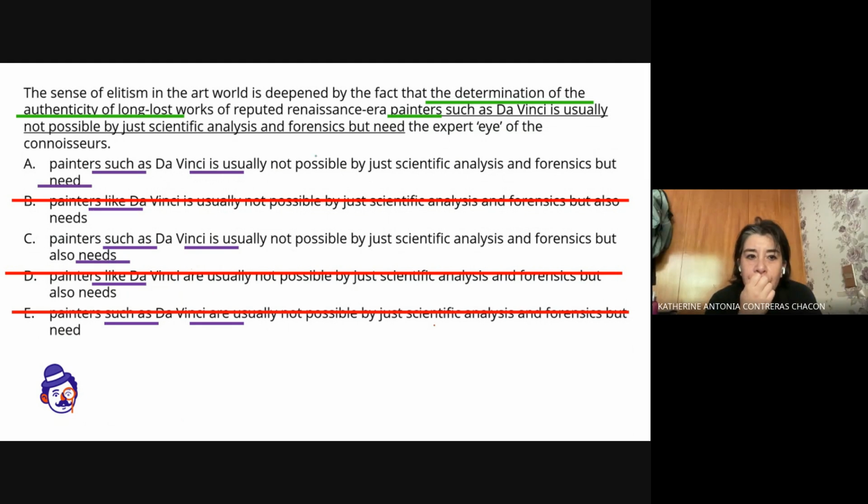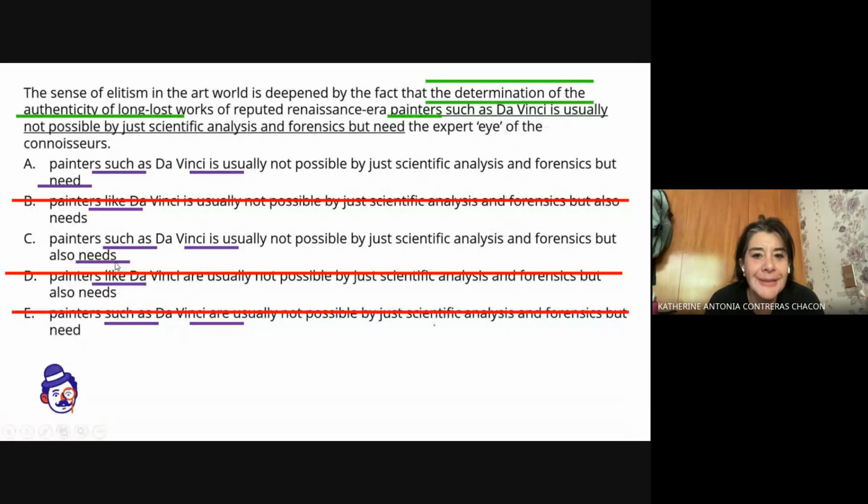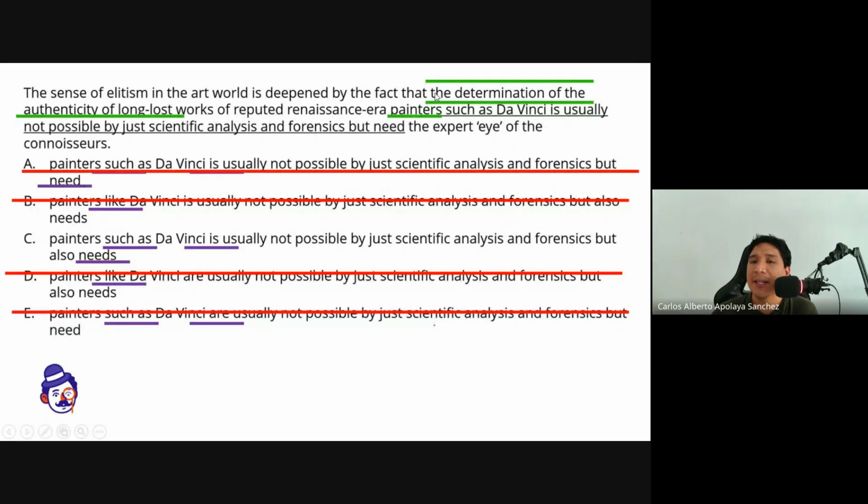Just when you encounter this kind of exercise, you say the determination of la la la la la, and then but need. But what do we need? The determination. You see? So the determination again needs. So this is where we have needs here. So letter A is not correct because the subject is the determination of the authenticity.